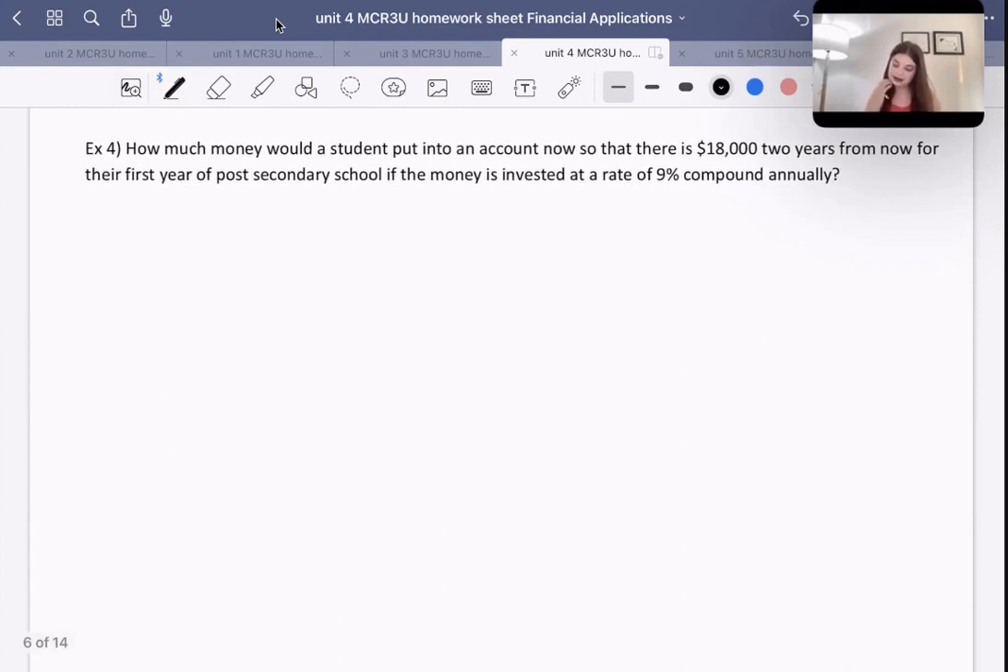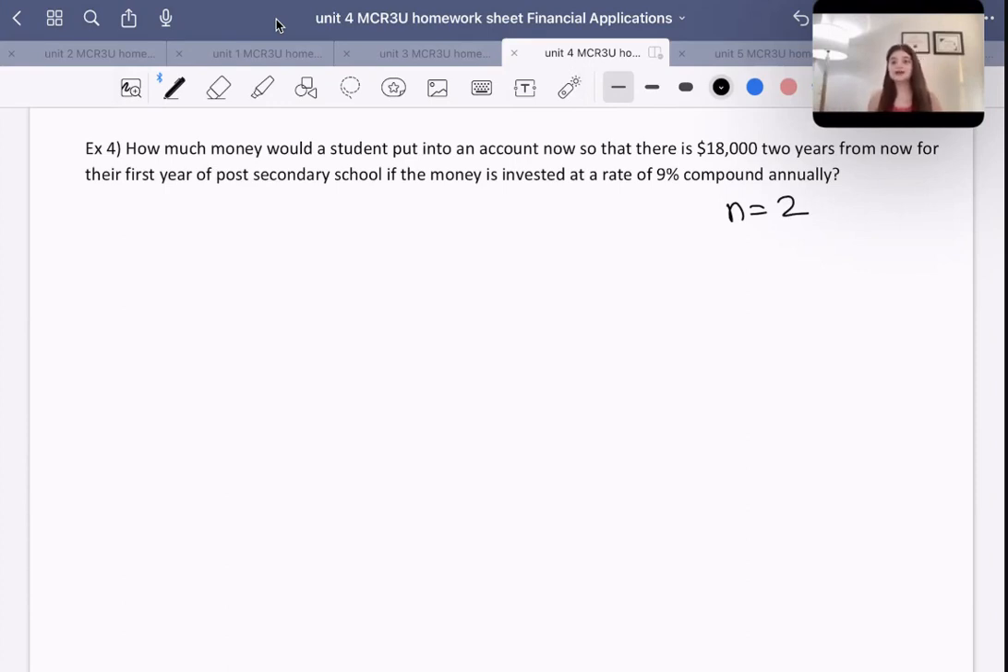All right, let's take a look at this last one here. It says, how much money would a student put into an account now, so there is $18,000 2 years from now for their first year of post secondary school, if the money is invested at a 9% rate compounded annually. Okay, so this student in 2 years from now, so n is going to be 2 because it's compounded annually and this is going to take 2 years, and they would like for the accumulated amount, so the amount in total in 2 years from now, to be $18,000.